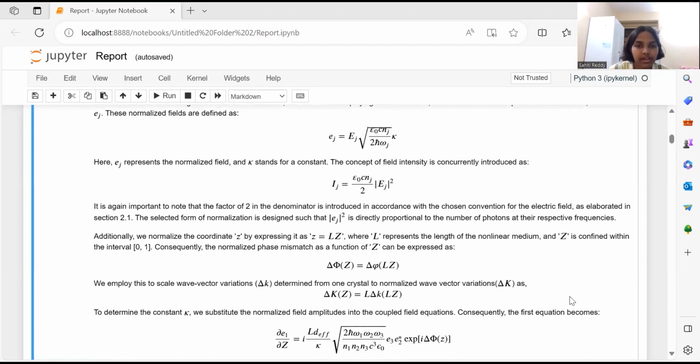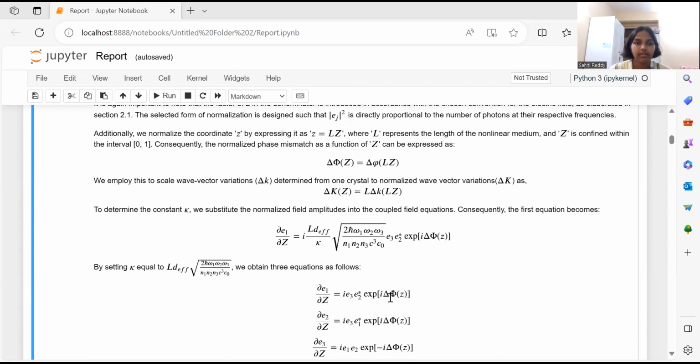Additionally, we normalize the coordinate z by expressing it as z is equal to capital L times capital Z, where L represents the length of the nonlinear medium and capital Z is confined within the interval 0 to 1. Consequently, the normalized phase mismatch can be written as delta capital phi of Z is equal to delta small phi of LZ. In a similar way, we write the normalized wave vector mismatch delta capital K of Z as L times delta small k of LZ.